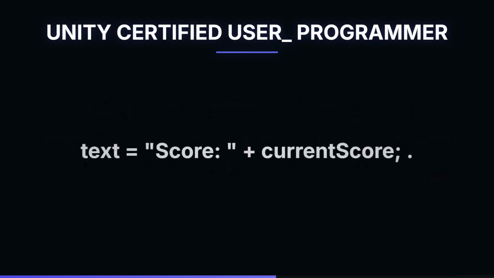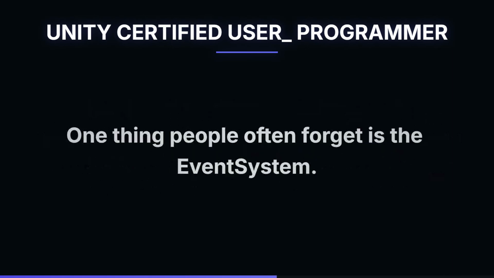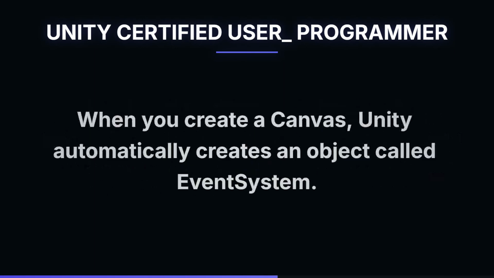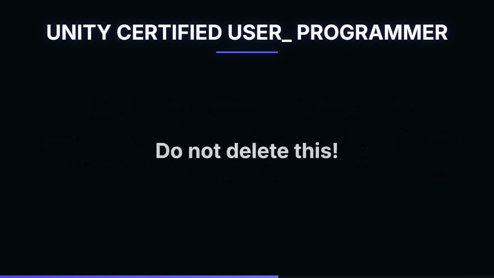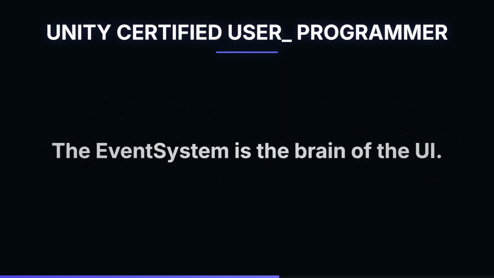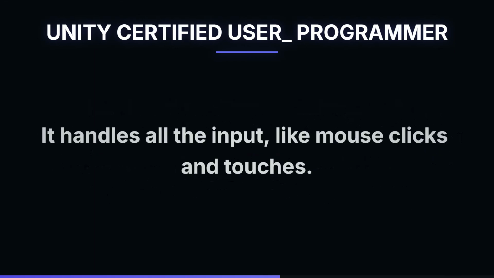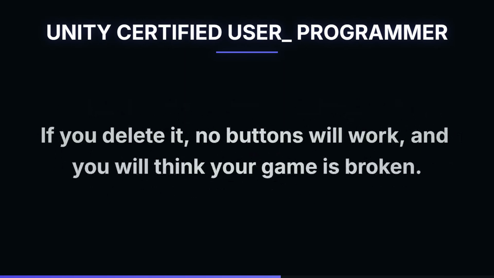Text property. Text equals score plus current score. One thing people often forget is the event system. When you create a canvas, Unity automatically creates an object called event system. Do not delete this. The event system is the brain of the UI. It handles all the input, like mouse clicks and touches. If you delete it, no buttons will work, and you will think your game is broken.